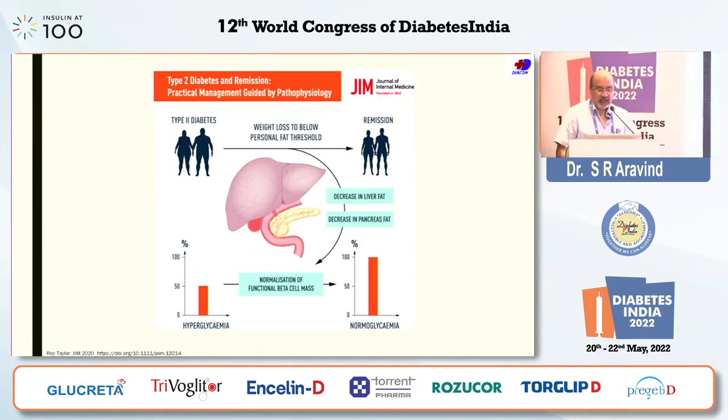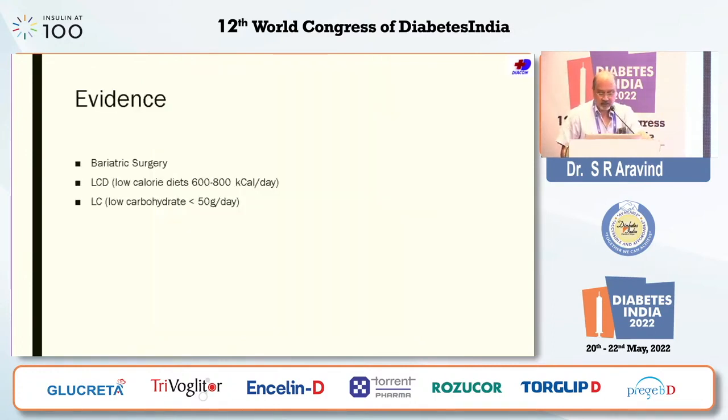And this is after the bariatric surgery. All this has been shown: clearly you lose weight, first phase insulin release is there, functional beta cell mass actually improves by almost 100%, your insulin release becomes normal, and again if you put on weight, all this becomes bad. So the first evidence has come from bariatric surgery, then the low calorie diets, and a very low carbohydrate diet of less than 50 grams, which is very, very difficult, but then you can try it out on some patients.